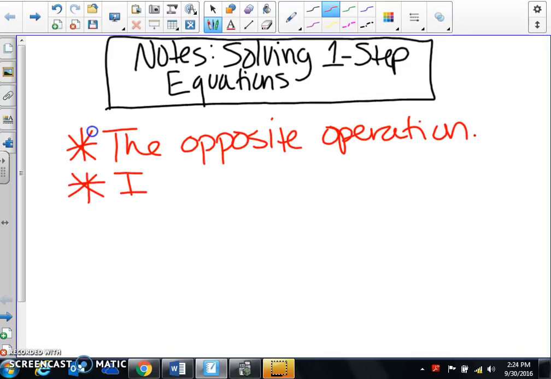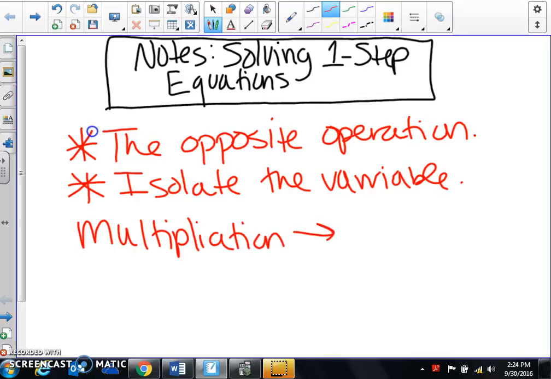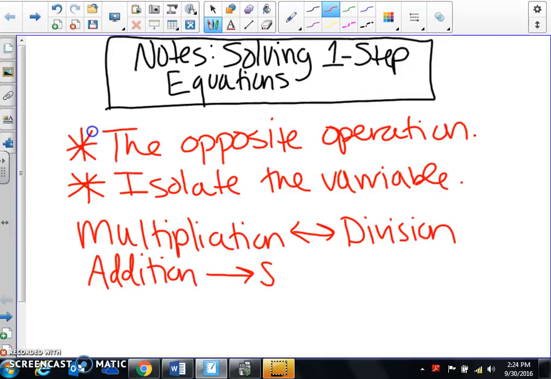And another thing is you want to isolate the variable. And remember, the variable is just a fancy way of saying the letter. Okay, so we'd want to isolate the variable. So the opposite of multiplication is going to be division, and vice versa. And the opposite of addition is subtraction, and vice versa. Okay, so you're only thinking about the operation.